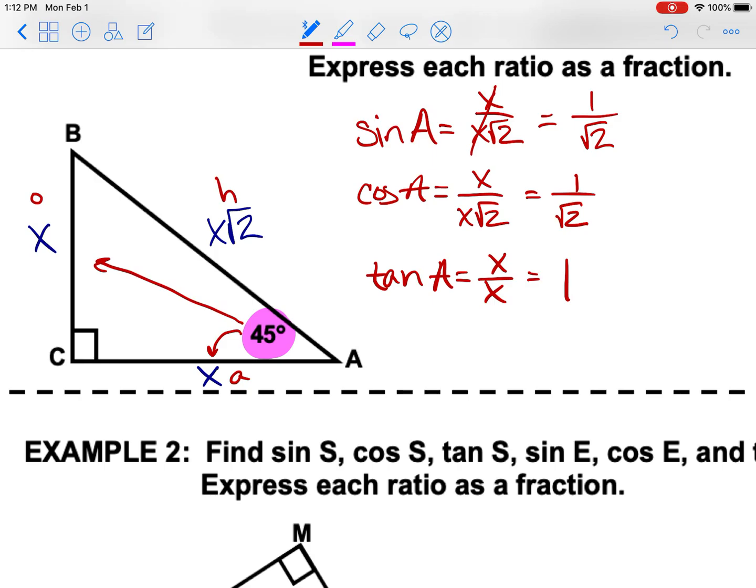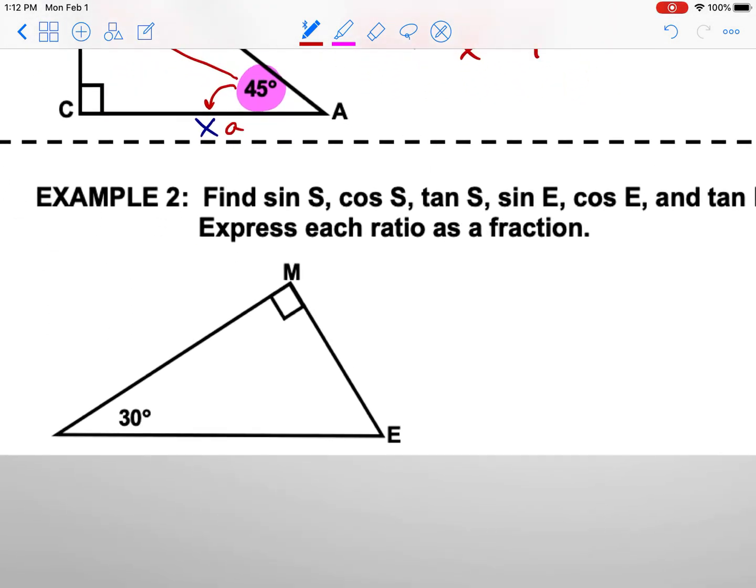So let's try another one, but this time, if you notice, we're working with our 30, 60, 90 triangle. So let's label with what we know to be the labels in a 30, 60, 90. Across from the 30 is always x.